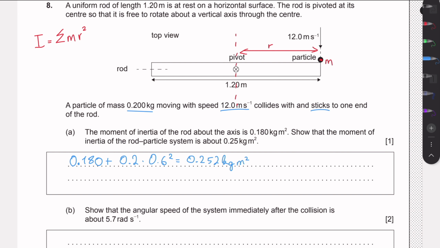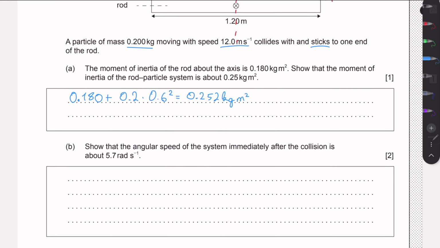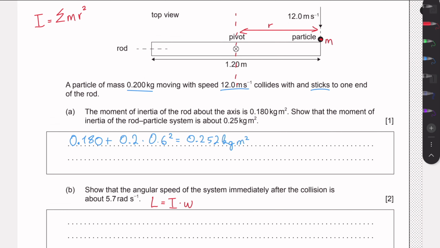Well, here we need to consider a bit of angular momentum conservation. So the angular momentum before and the angular momentum after the collision must remain the same, as angular momentum is always conserved. It's just like we had linear momentum in regular mechanics, where it was m times v, that's always conserved. While here, angular momentum is symbolized with L, and is just the moment of inertia times the angular speed. And we need to consider this before and after, and we know that they're the same.